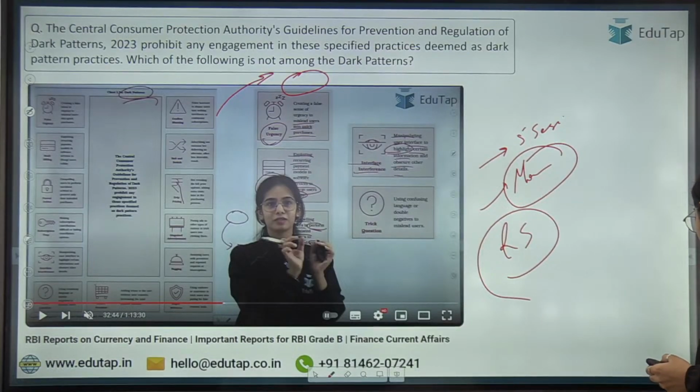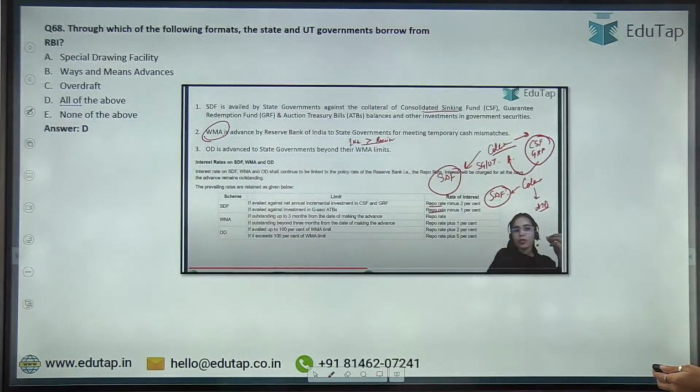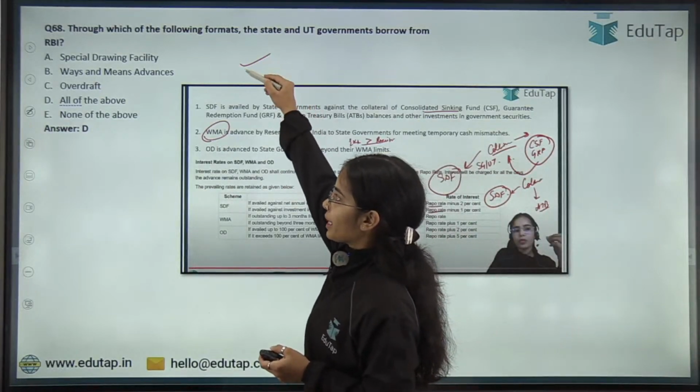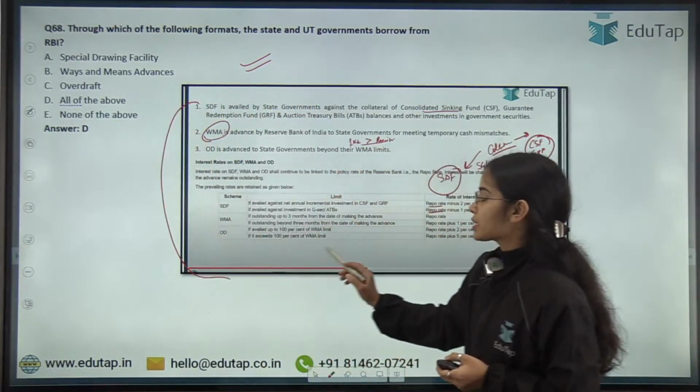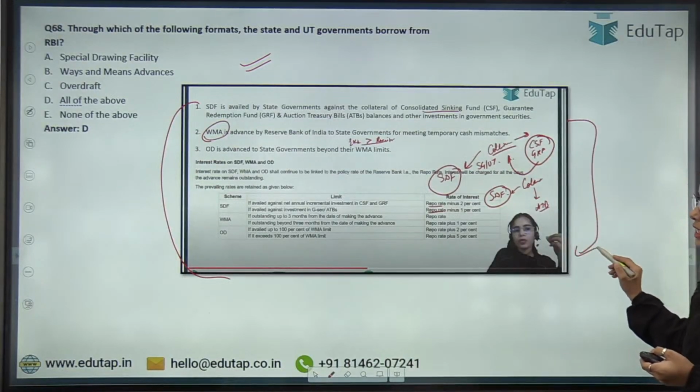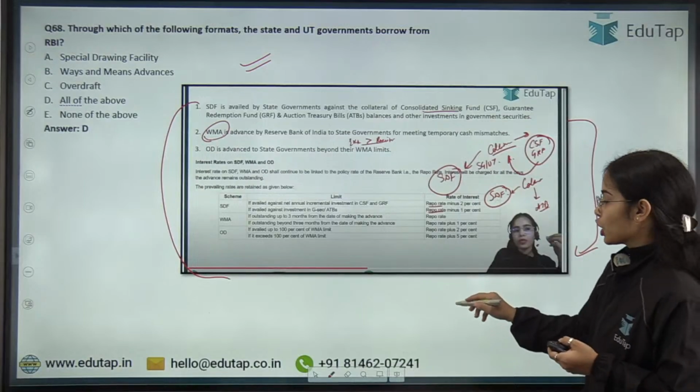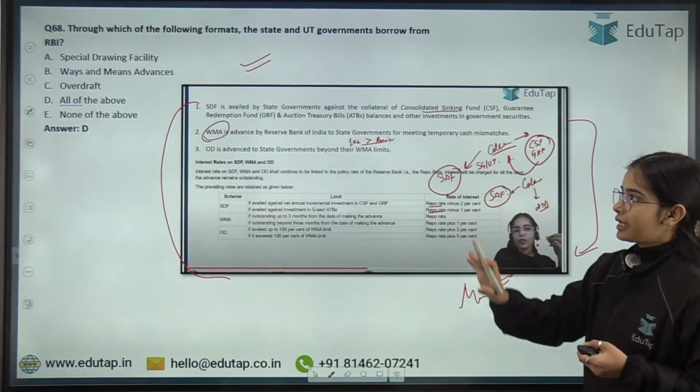Now coming to the next question, okay. Here you can see that the question came from the SDF, WMA and overdraft facility. So this was also discussed. This was discussed in the marathon session, because this topic was in news quite near to the examination. So in the marathon session we discussed this directly, okay.